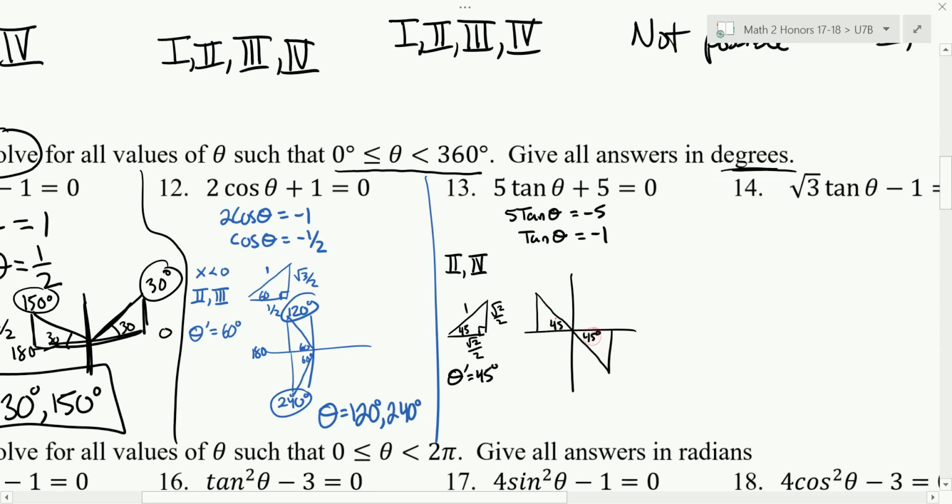And so 45 back from 180 degrees is going to be 135 degrees. And 45 back from 360 degrees is going to be 315 degrees. Those are our two answers. Theta is 135 degrees and 315 degrees.